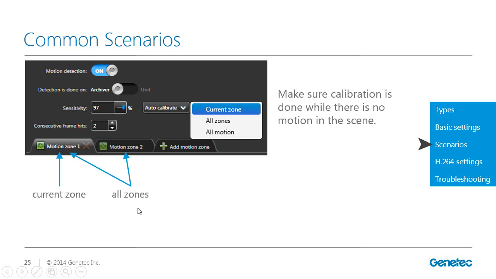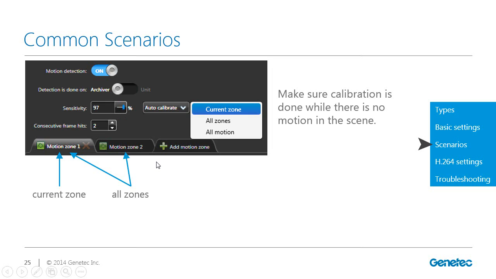Now the next calibration option would most likely be used if you have more than one motion zone, and that's using all zones here. And this is calculating the sensitivity based on all the zones that are set up for the camera. So basically it'll take what it needs from the blocks from motion zone 1, combine the ones from motion zone 2, and exclude anything that's outside of that.